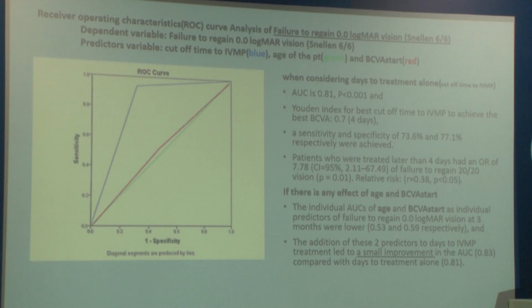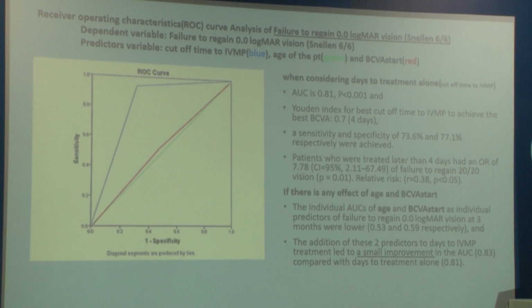ROC curve analysis of the failure to regain Snellen 6/6. Here the dependent variable is the failure to regain Snellen 6/6, and the predictor variables are the cutoff time to IV methylprednisolone shown in the blue line, the age of the patient in green, and the best corrected visual acuity in red.